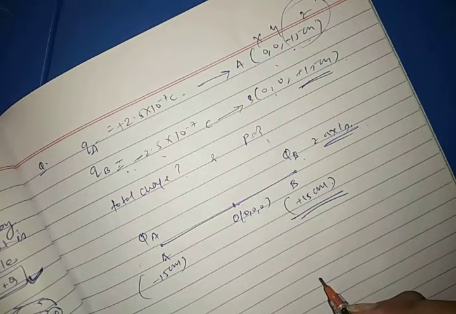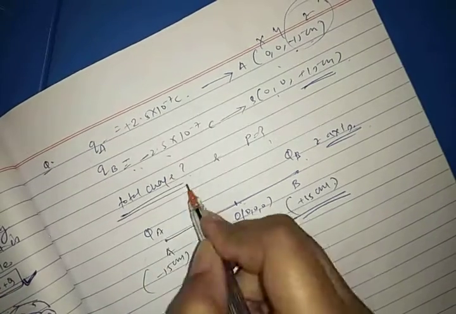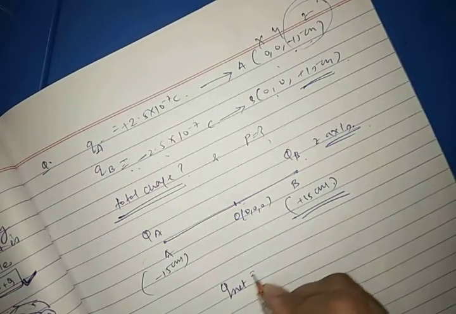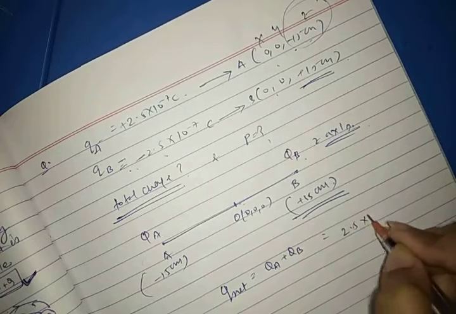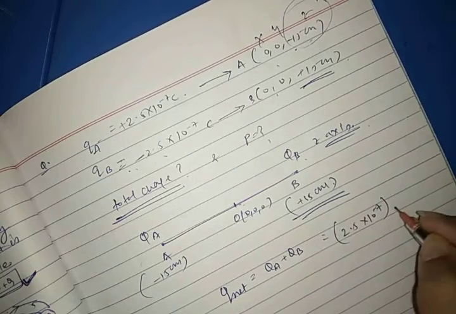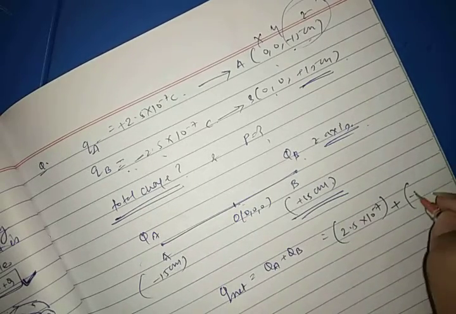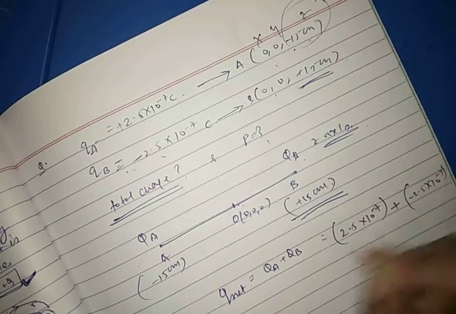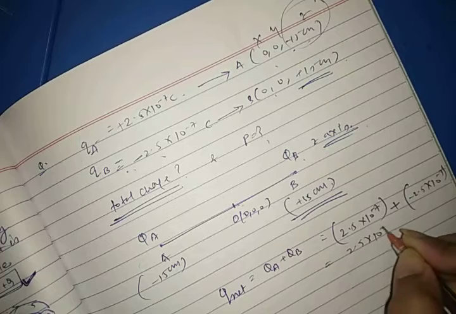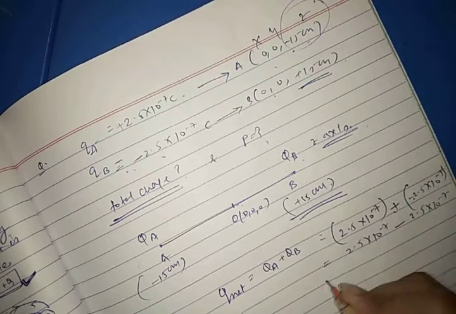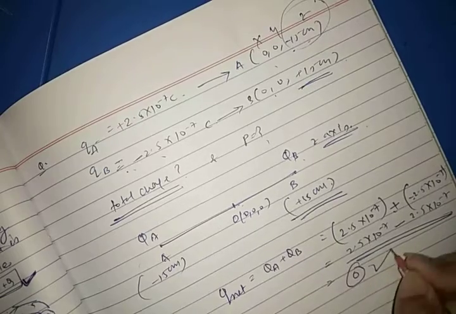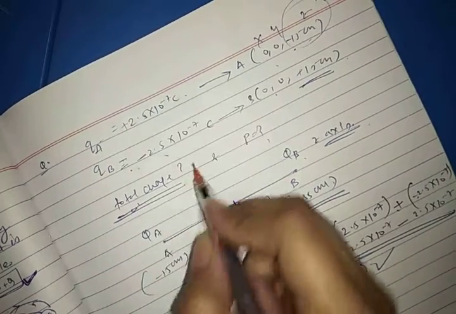Now the question is asking about the total charge. So the total charge q net will be qa plus qb. qa is plus 2.5 into 10 to the power minus 7, plus qb, which is minus 2.5 into 10 to the power minus 7. So you can say the net charge is 0 here. So the answer for the total charge is 0.